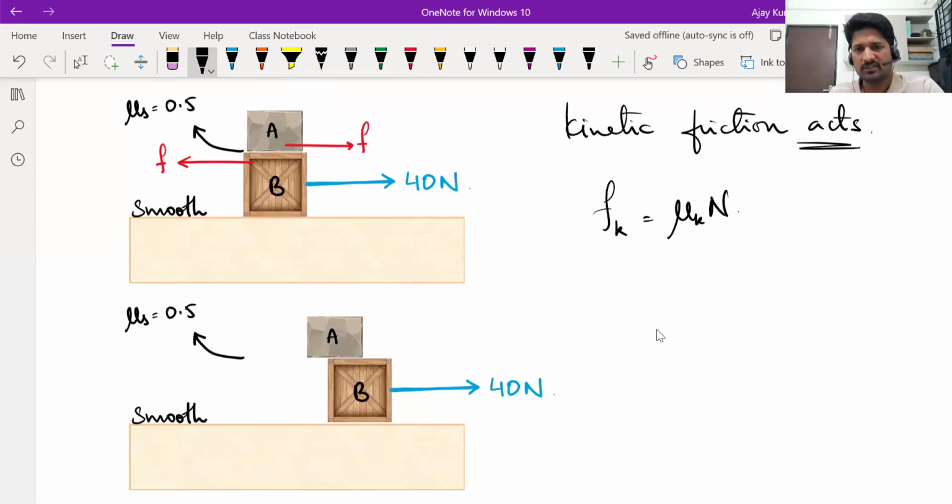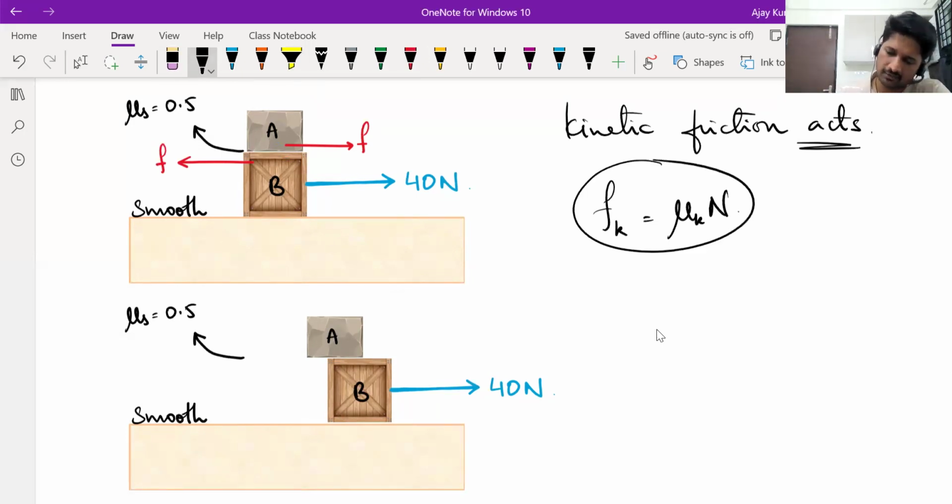Kinetic friction has no choice. It can't be self-adjusting. Because sliding has already started, it has to put its maximum effort. So kinetic friction will be this much. Static friction can be less than the limiting value if necessary, but kinetic has no choice.